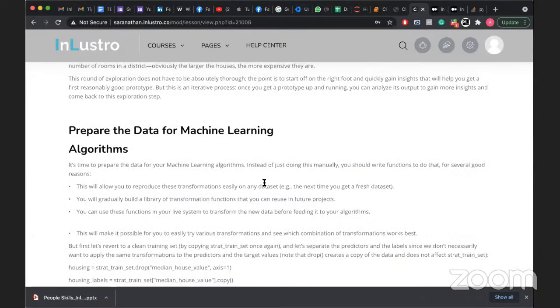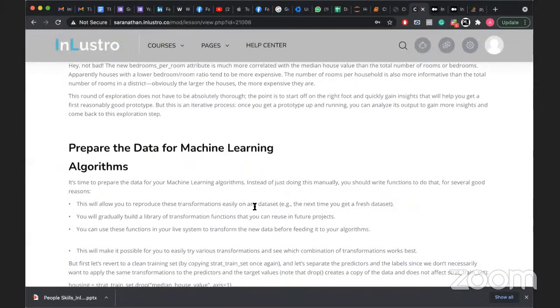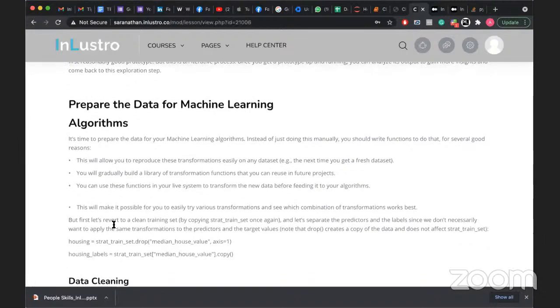So for preparing the data for machine learning, you should write some functions so that you can reproduce the transformations on any data set. We gradually build a library of transformation functions that you can reuse in future projects. You can also use these functions in your live system to transform the new data before feeding it to your algorithm. This makes it possible to easily try various transformations and see which combinations work best. So first, let's revert to a clean training set and separate the predictors and labels.